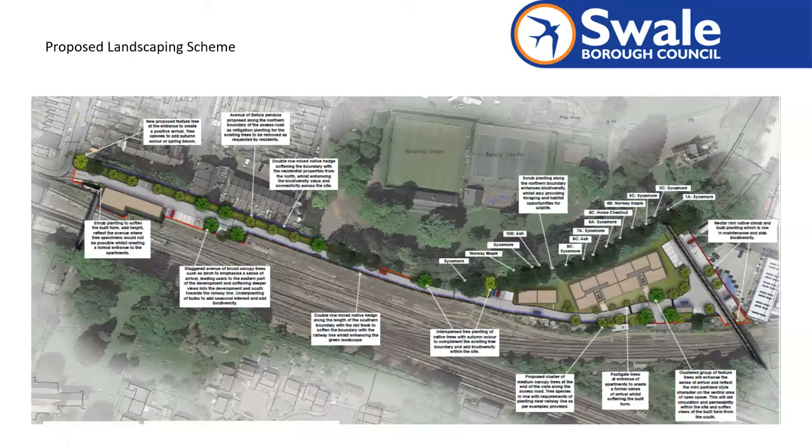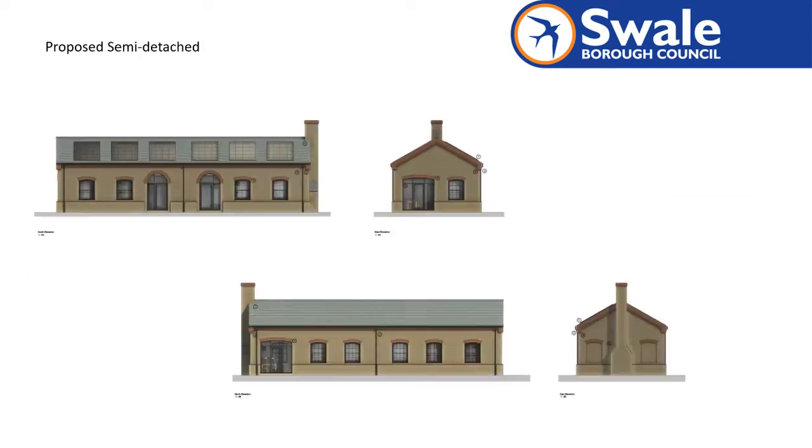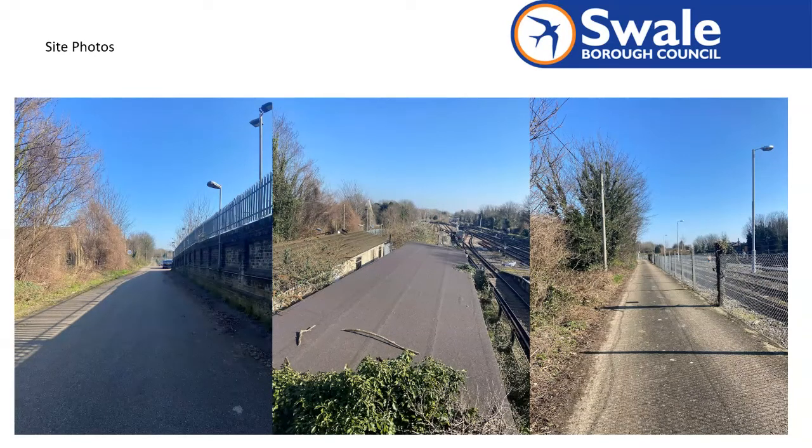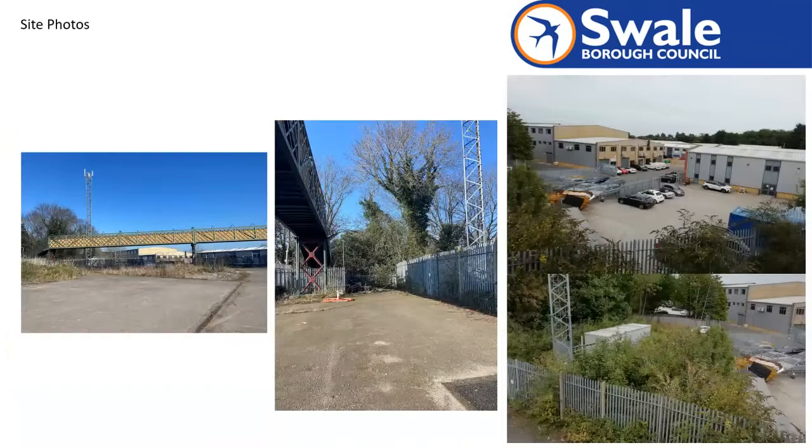A landscaping strategy has also been provided alongside the application, which includes the removal of trees along the northern boundary and replacement to allow greater light to residential properties. These are the proposed elevations of the commercial unit and the proposed semi-detached pair. And these are some site photos, which include the entrance to the access, the bridge and previously developed site. And these are some images from the bridge looking over to the east into Jubilee Way commercial area.